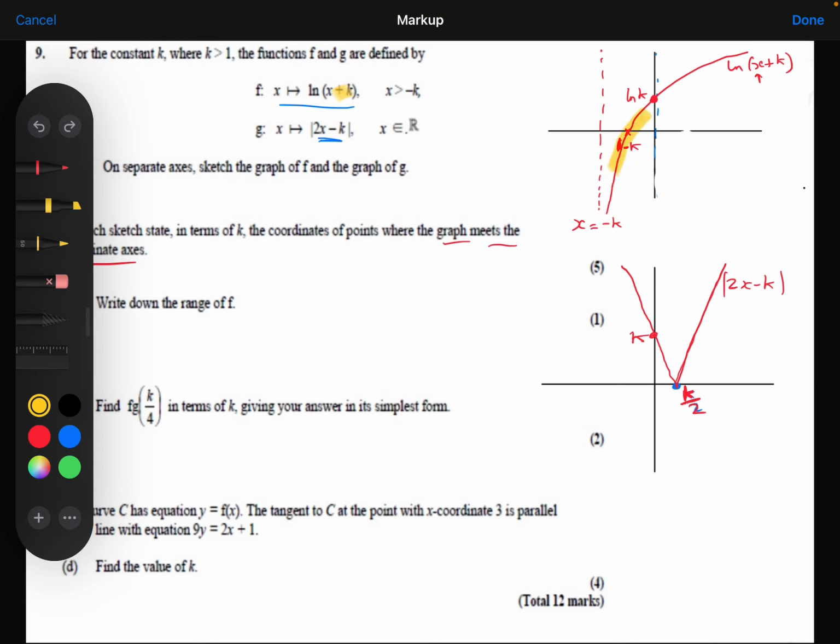Upper limit for y, it goes up and up and up, and again, it would keep going. So there's no limits with regards to the range of y. So I'm just going to say that f of x can be any real number.